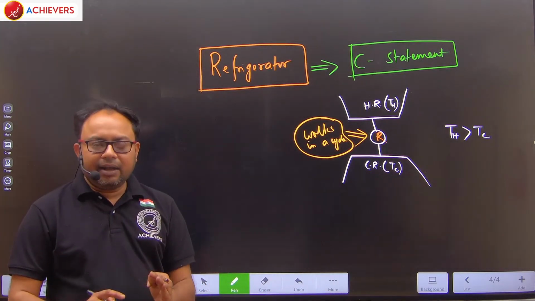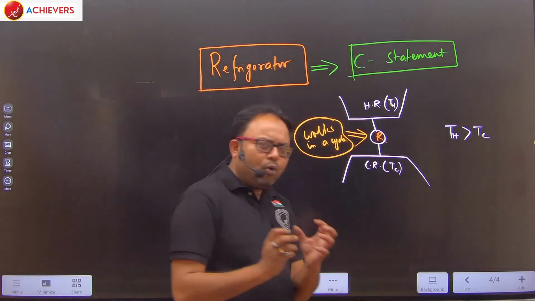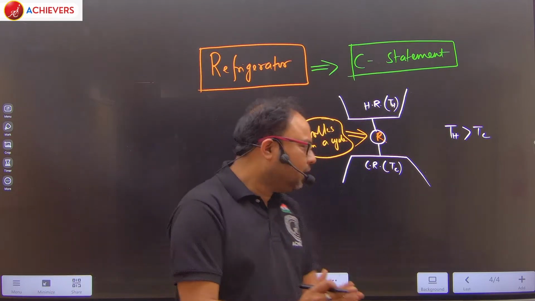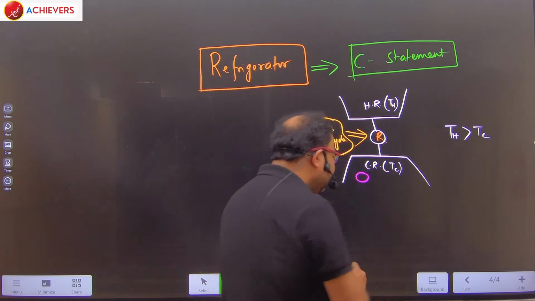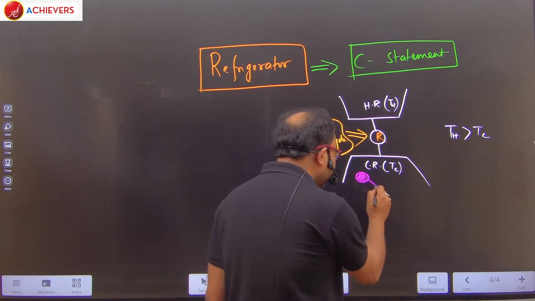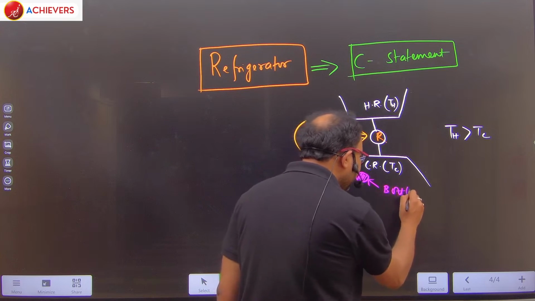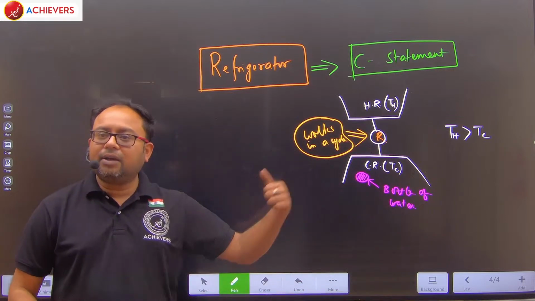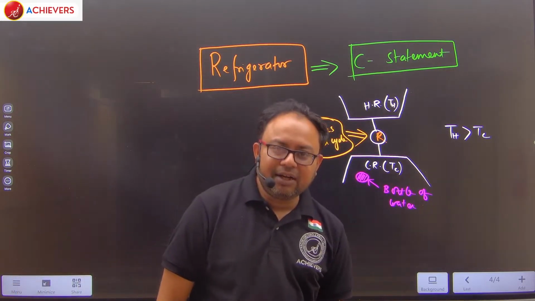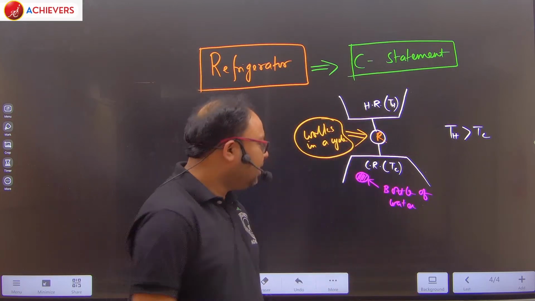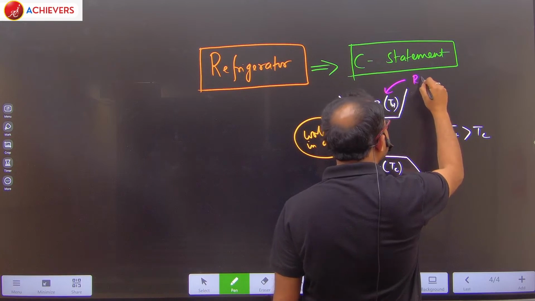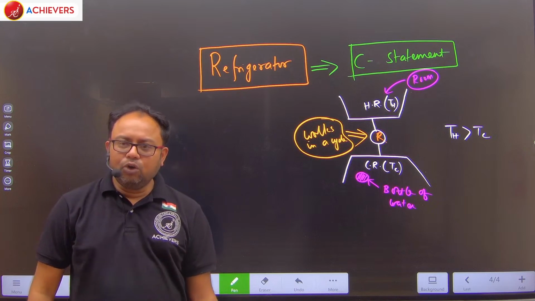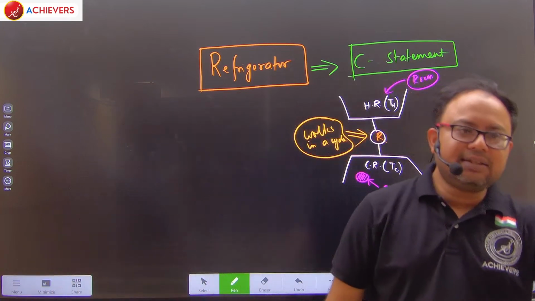In a refrigerator, if you want to cool something, say you are placing a bottle of water in the refrigerator. So you place the bottle within the refrigerator, in the cold reservoir that is inside the refrigerator. So what is the hot reservoir then? The hot reservoir is the room. The room in which you are placing the refrigerator is the hot reservoir.